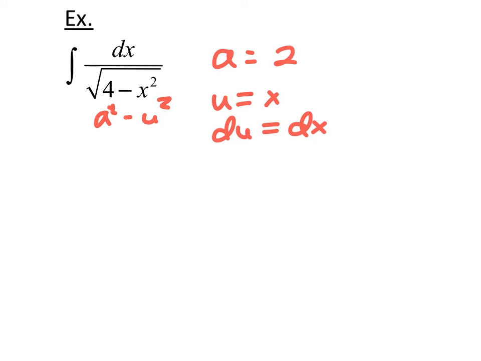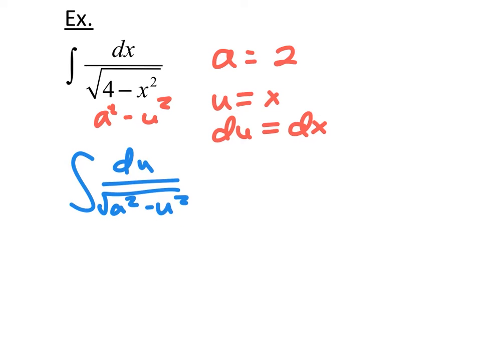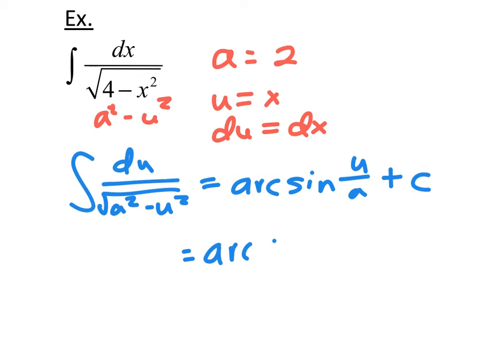So if I rewrite this integral, I have the integral of du over root a squared minus u squared, which is arcsine of u over a plus c. And so then I just need to go back and fill in the spots. So I have arcsine of x over 2 plus c. That would be the antiderivative of this original problem.